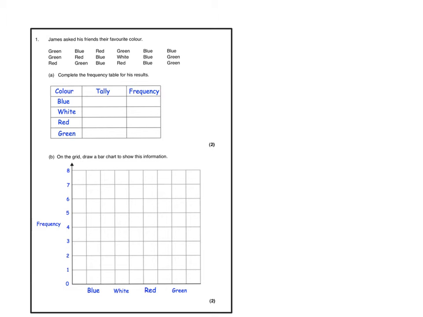James asked his friends their favourite colour. Complete the frequency table for his results. So we're going to do a tally and we're going to cross it off in the list and put a dash in the correct box.